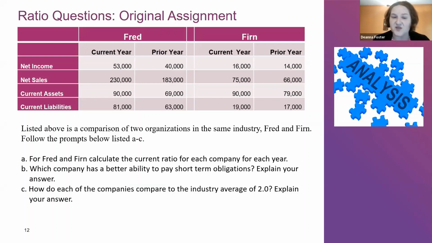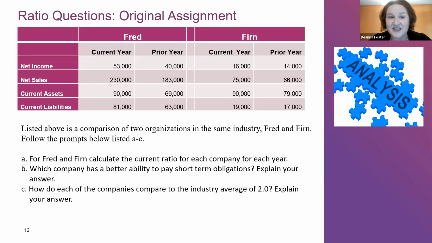So for part A of this problem, the students just had to calculate the current ratio for each year, so current year and prior year for each one of the companies. So basic calculations there. Then for part B, I asked students who has the better ability to pay short-term obligations. And I then ask them to explain that, and I usually get very vague responses, usually something along the lines of Fern because they have a higher ratio, and then they can't explain it.